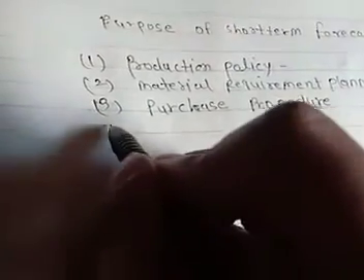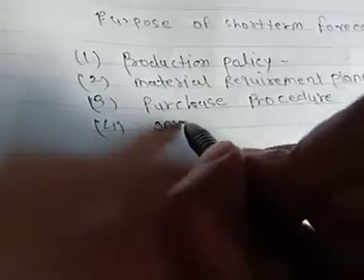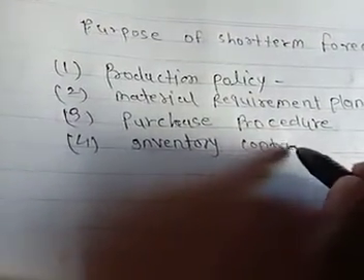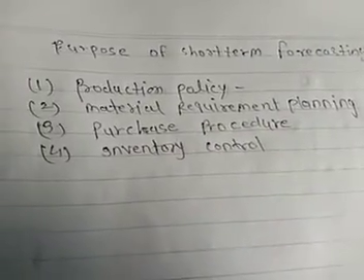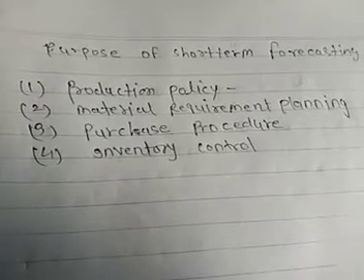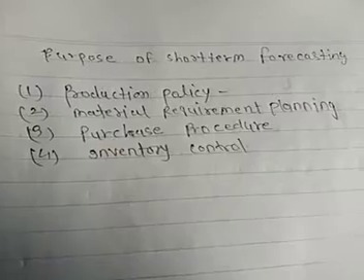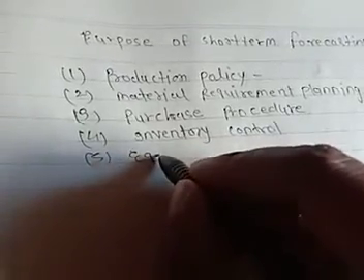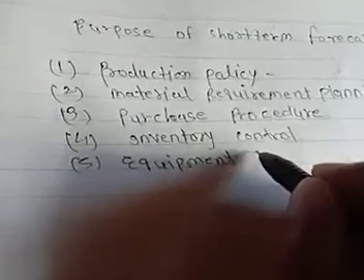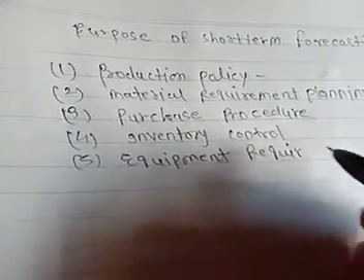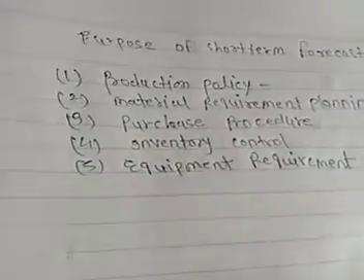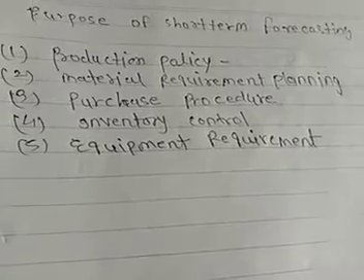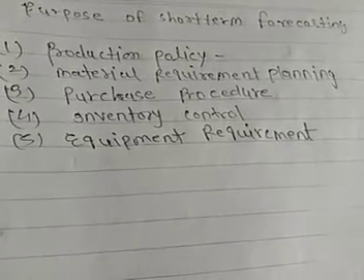Inventory control. Proper control of inventory could be ensured so that the inventory carrying cost is minimum or optimum. Equipment requirement. The decision regarding purchase of new equipment in view of the capacity and capability of the existing equipment can be taken.